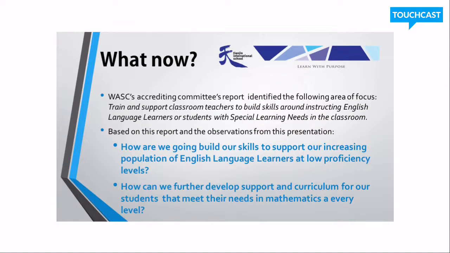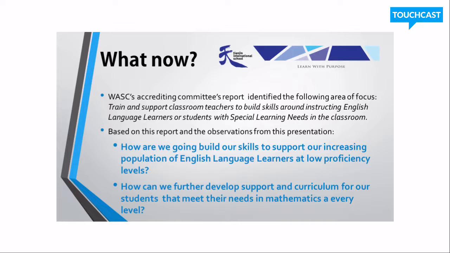So, what do we do with this now? The accrediting committee from WAS that came to visit us in the last year reported that they identified the following area of focus. They said that we should train and support classroom teachers to build skills around instructing English language learners or students with special learning needs in the classroom.